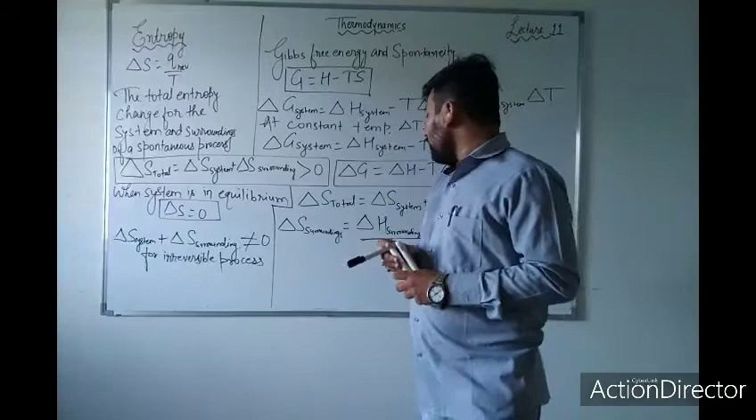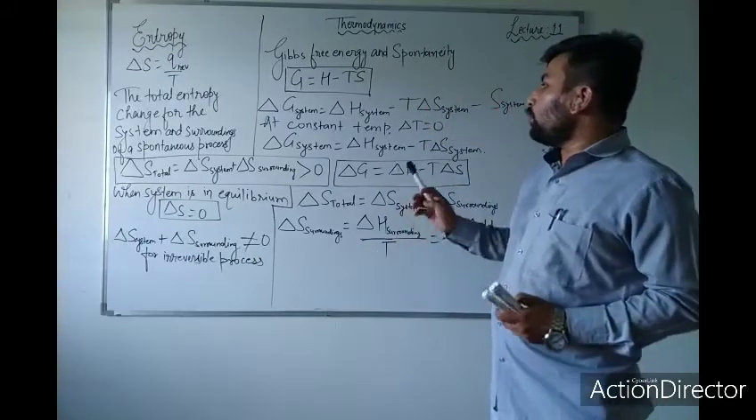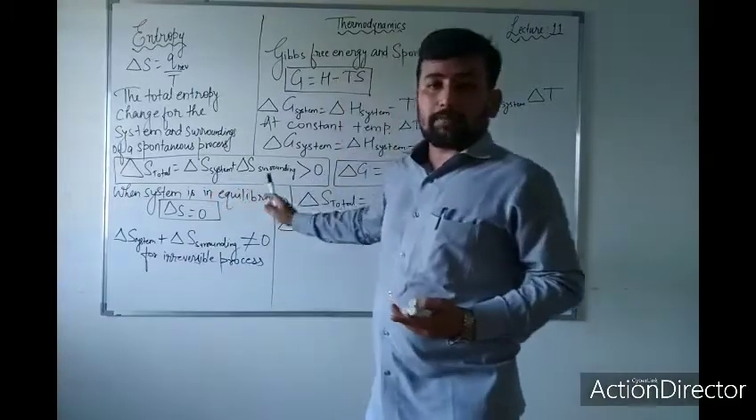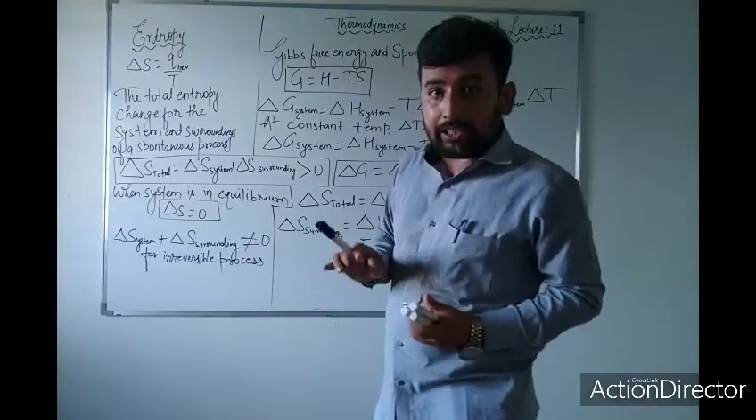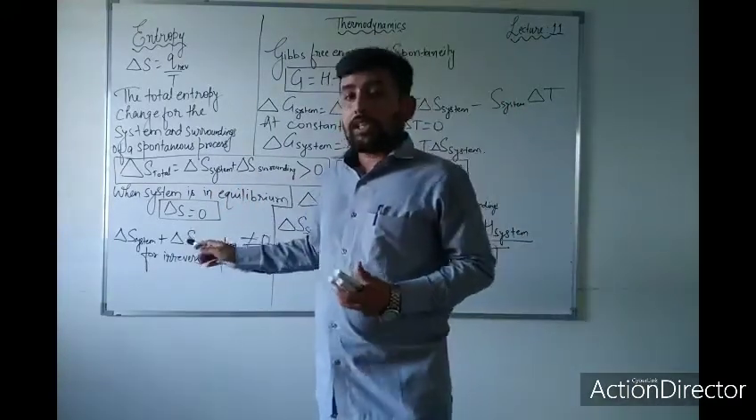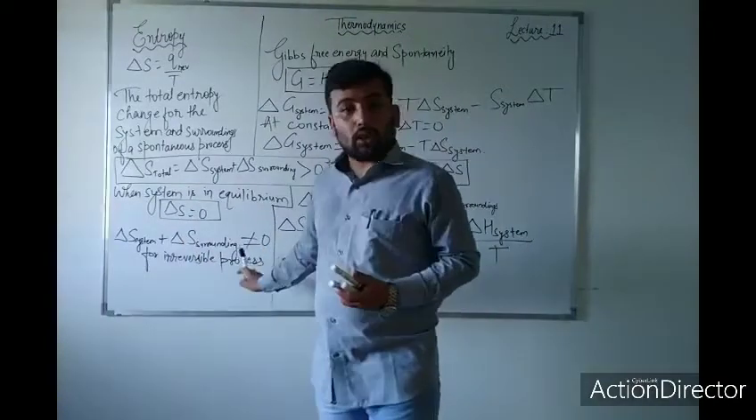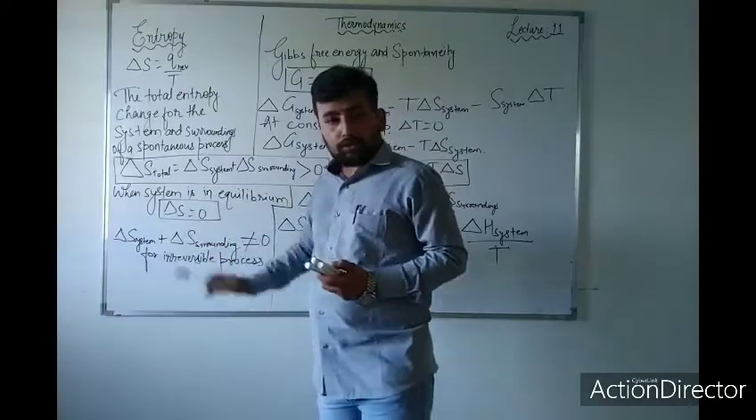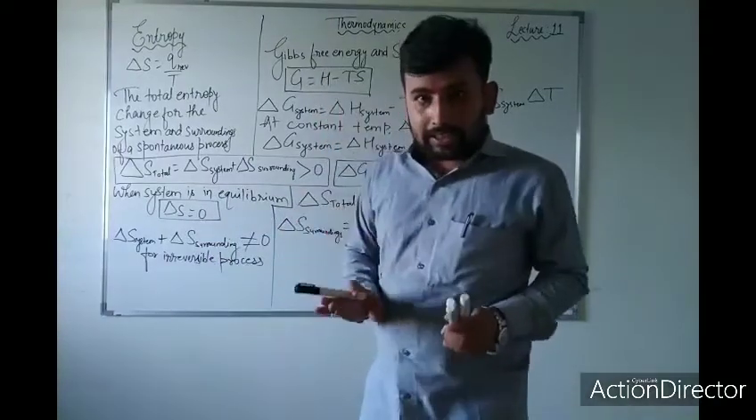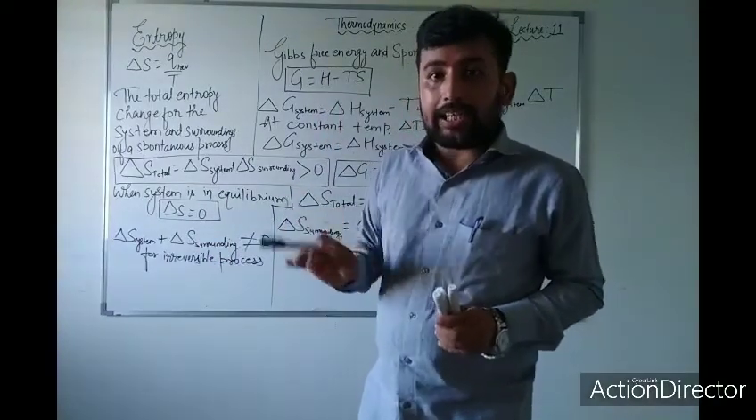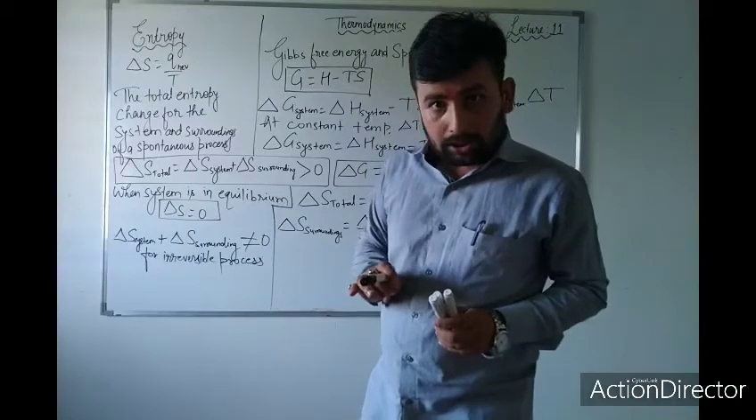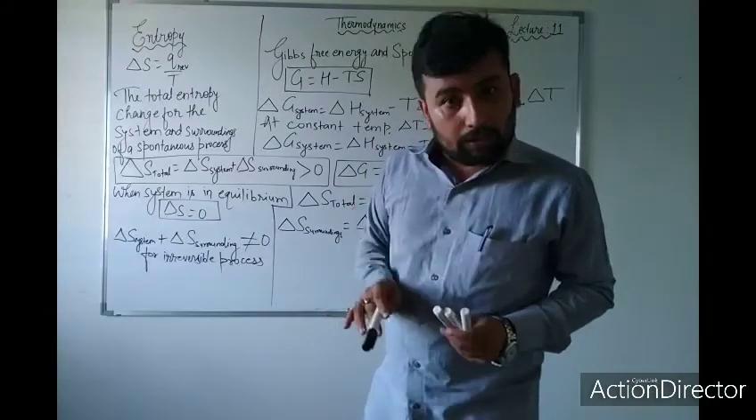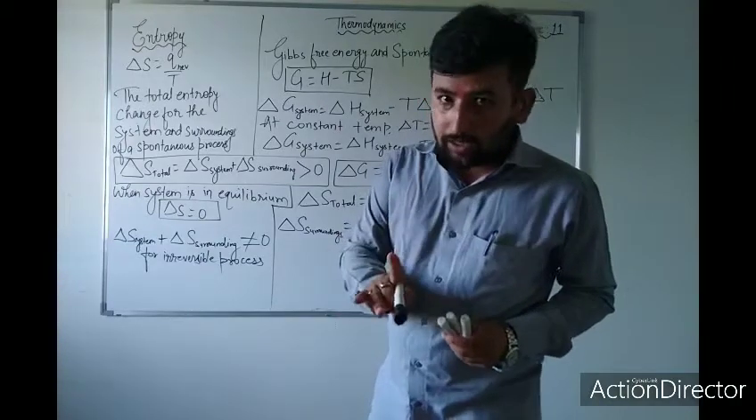Before going to the NCERT topic, the things I want to tell you are: delta S total, which is delta S system plus delta S surrounding, must be greater than 0 in a spontaneous process. In an irreversible process it is not equal to 0, and in equilibrium the entropy change is equal to 0. Remember, delta S is greater than 0 in a spontaneous process, not equal to 0 in an irreversible process, and equal to 0 in chemical equilibrium.